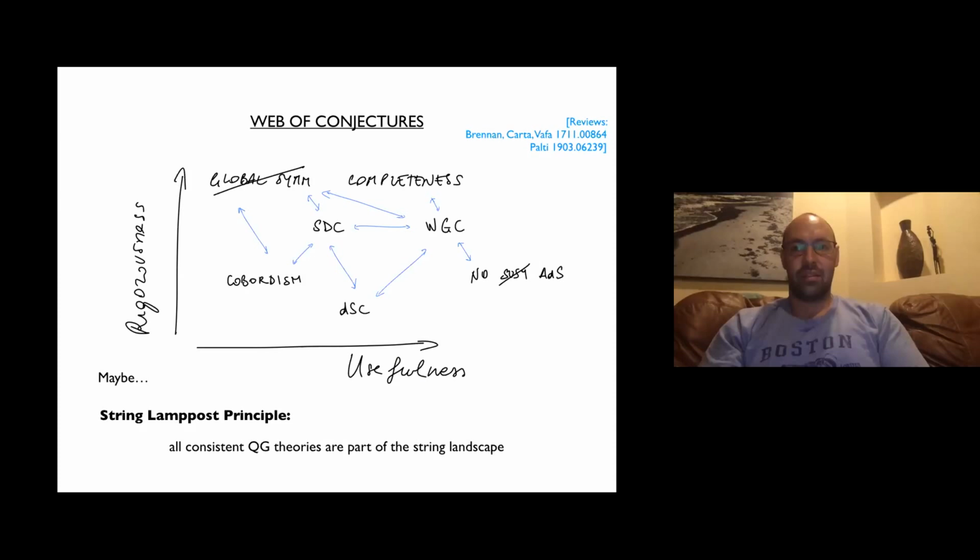And today I will talk about the weak gravity conjecture. It's really interesting that all these conjectures are related, and this may be a hint towards something deeper, which we can call the string lamppost principle, which states that maybe all consistent quantum gravity theories are part of the string landscape.